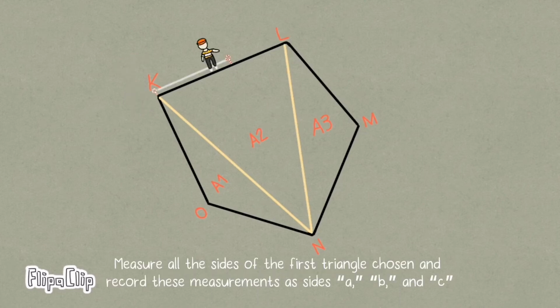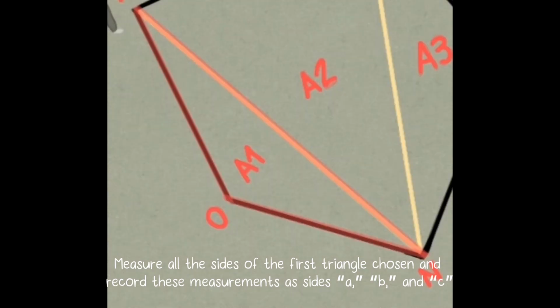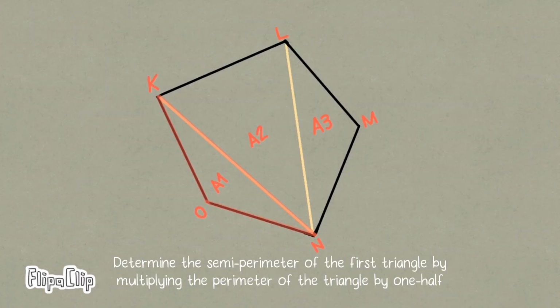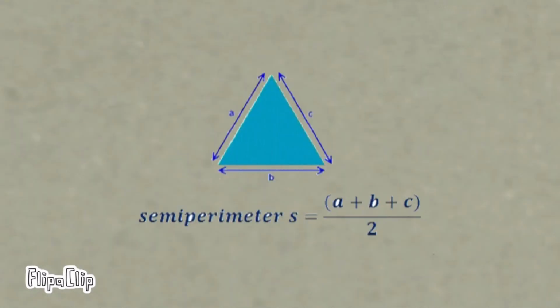Measure all the sides of the first triangle chosen and record these measurements as sides A, B, and C on the table provided. Determine the semi-perimeter of the first triangle by multiplying the perimeter of the triangle by 1/2. So here's the formula of the semi-perimeter: just divide the sum of side A, side B, and side C by 2.